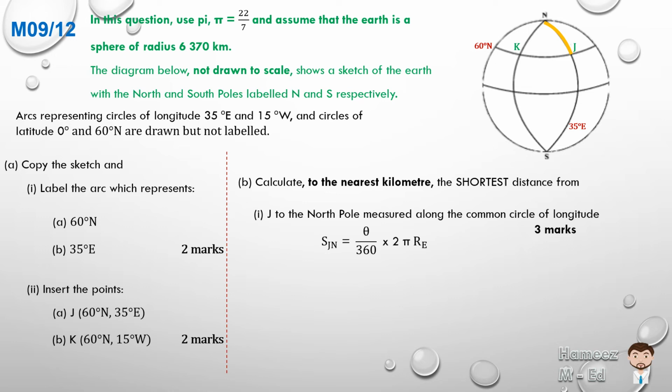So let's substitute. What is the angle? The angle was from 60 degrees and we went up to 90 degrees, 90 degrees being the North Pole. So 90 minus 60, all over 360, multiplied by 2 times 22/7 times the radius of the Earth, 6,370 kilometers. And if we put that into our calculator, that gives us 3,337 kilometers.